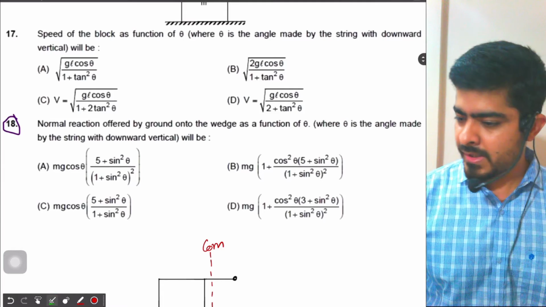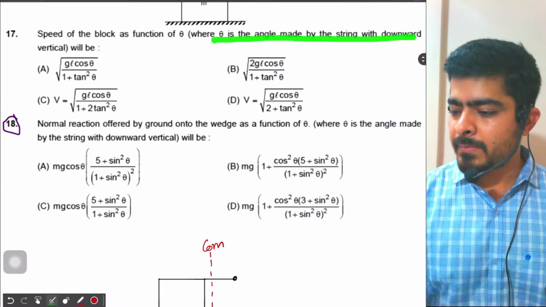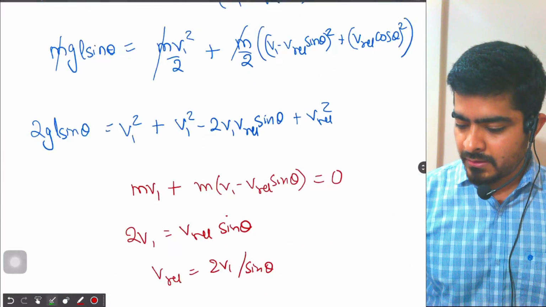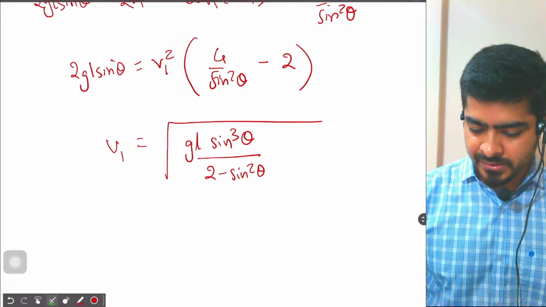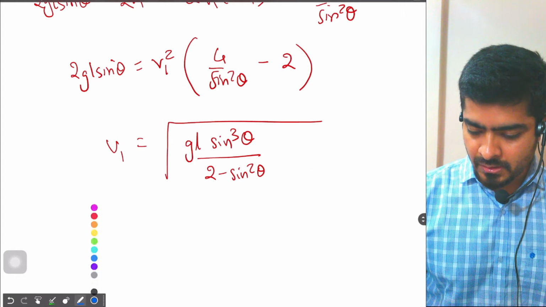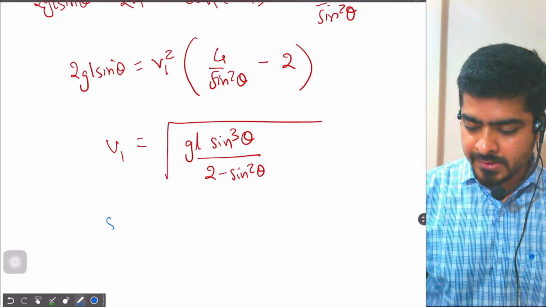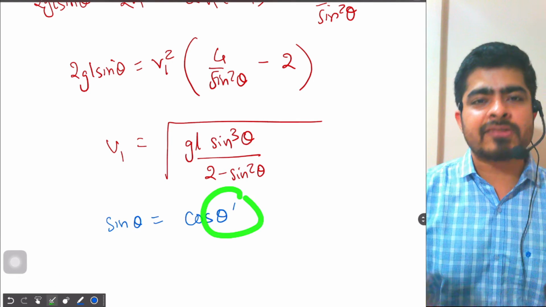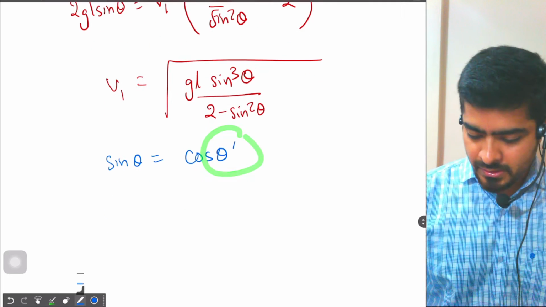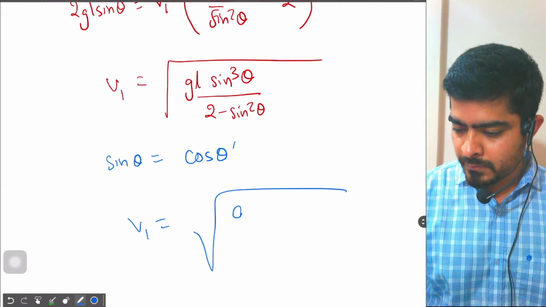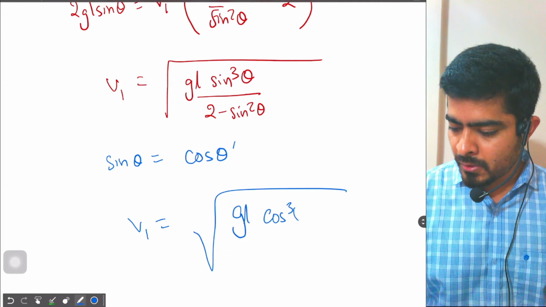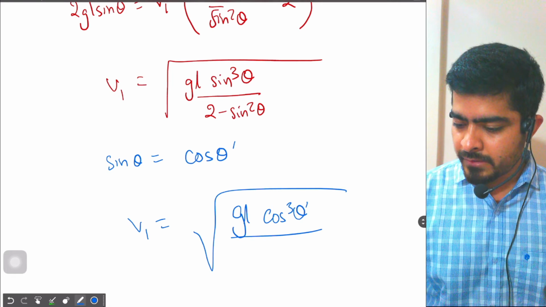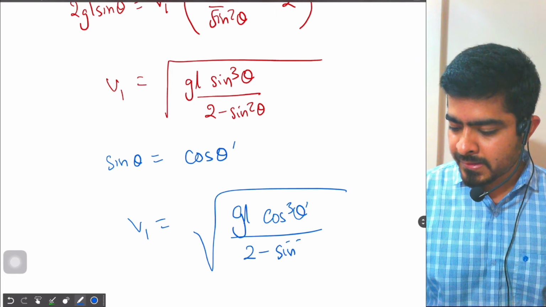Okay, we made a mistake. Theta is the angle made by the string with the downward vertical. So I need to convert sine theta into cos theta basically. Sine theta is basically cos theta dash, and theta dash is actually what is given in the question. So v1 will be root of gl cos cube theta dash divided by 2 minus sine square theta dash.